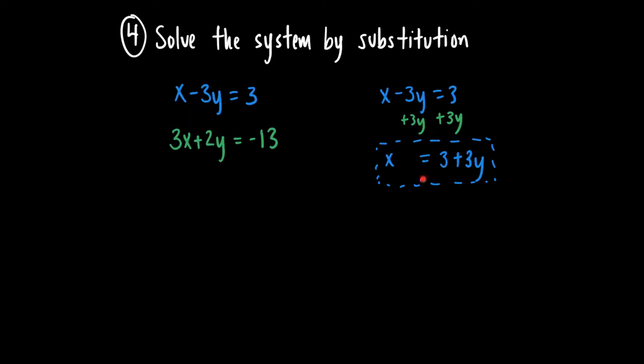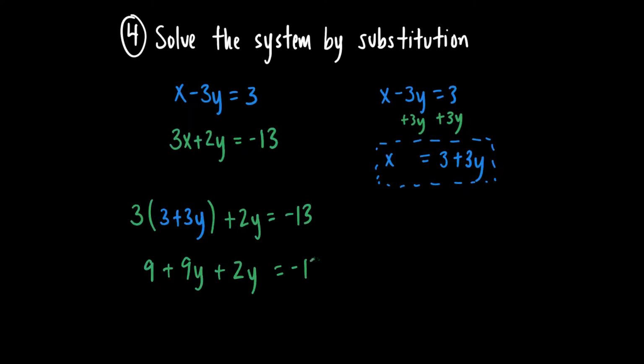And we're going to take this information and substitute it back, not into the blue equation, which is where we got it from. We're going to substitute it back into the green equation. So let's do that. So the green equation is 3x, which x I now know is 3 plus 3y, plus 2y is equal to negative 13. So we'll distribute here. So 3 times 3 is 9. 3 times 3y is 9y. Plus 2y is equal to negative 13.